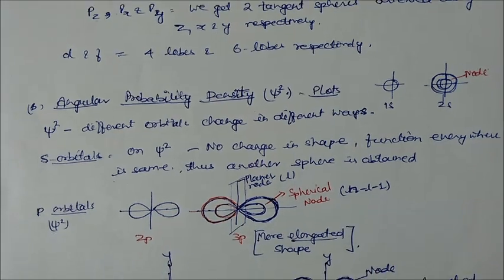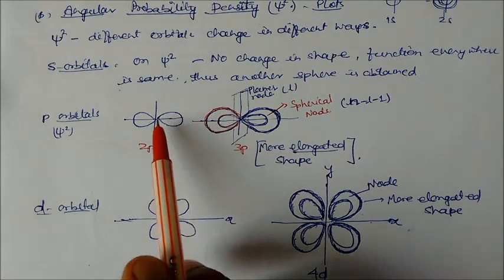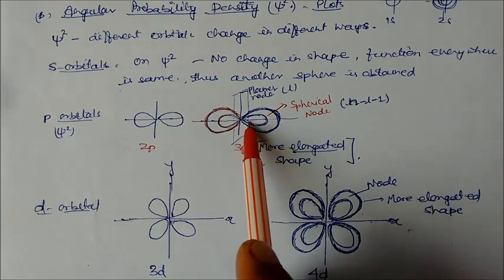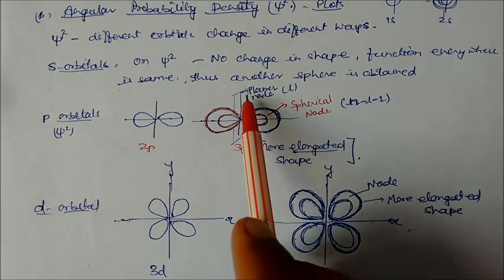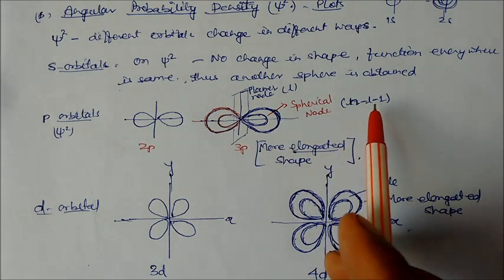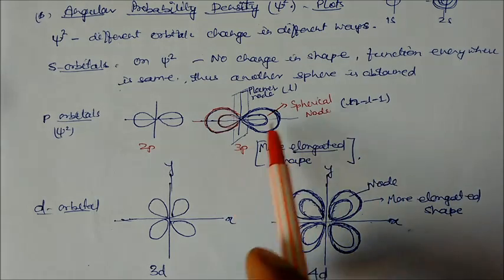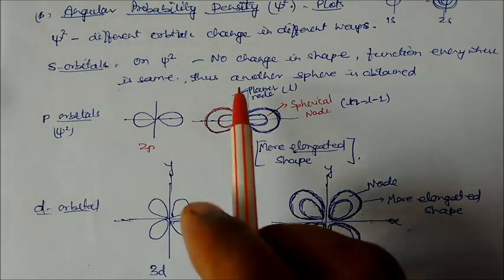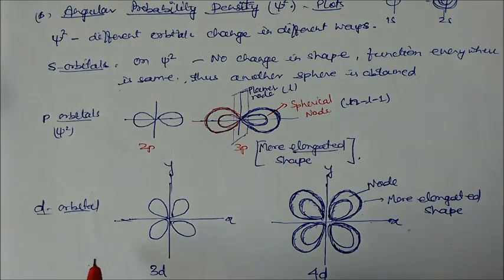For the p orbital, you can see the 2p graph like this, but if you take the 3p orbital, there will be overlapping. You can see this is one orbital, this is another orbital, and between them is a spherical node, and this is the planar node. The p orbital has two nodes. We can calculate here n minus l minus 1. If you take l equal to 1 and n equal to 3, it equals 1. There will be one radial node, the planar node is there, and one spherical node is there. There will be two nodes.